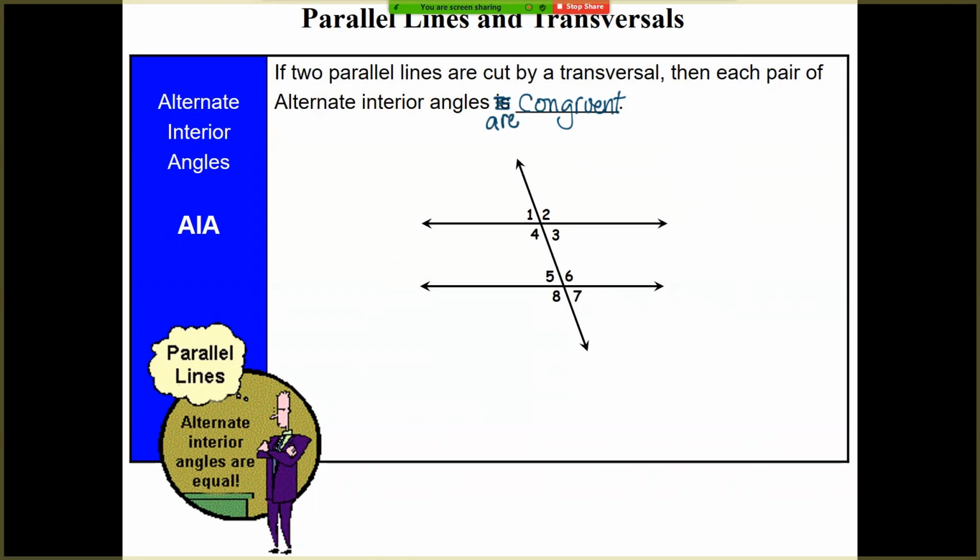So if we look at this diagram, if I want alternate interior angles, angle 4 is interior. If I want to do alternate, that means I have to switch to the other side, which would be angle 6. So these two angles, angle 4 is congruent, here's our symbol for congruent, to angle 6. Those are alternate interior angles. There's also another pair of alternate interior angles, angle 3 and angle 5. So angle 3 has to be congruent to angle 5.